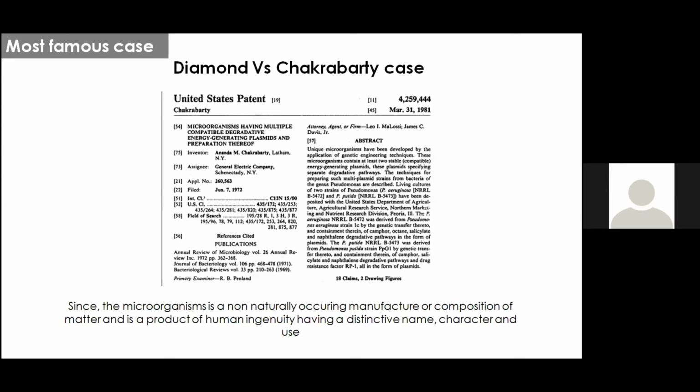For example, it has the potential for industrial application. It does have the human intelligence involved, and thus it was accepted. So the patent was granted.